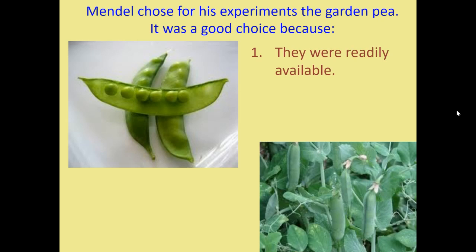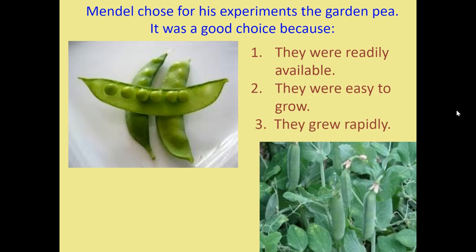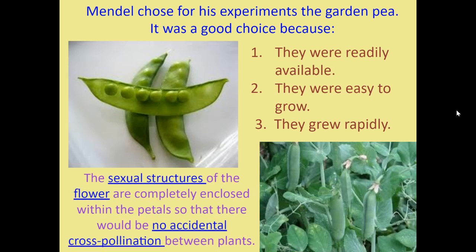Now, like I said previously, Mendel chose for his experiments the garden pea. It was a good choice for a few different reasons. They were already readily available in the area in which he lived. They were pretty easy to grow, and they grew quite rapidly, so he could perform many tests in a very small amount of time. And the structures of the flowers of pea plants also made it a little bit easier for him to either self-pollinate or cross-pollinate his plants.